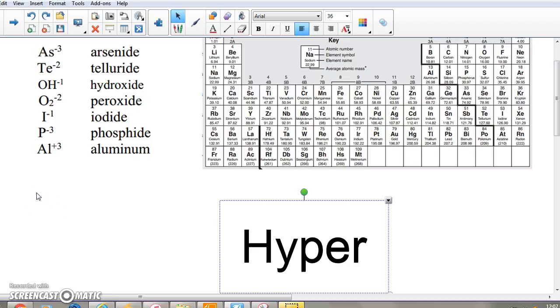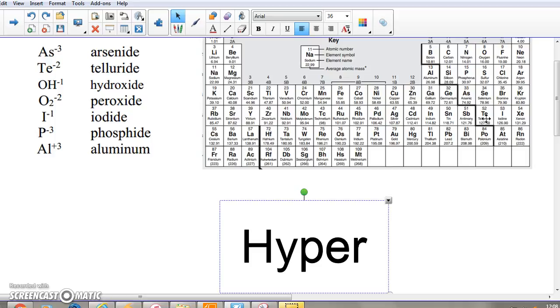For ion quiz 3, many of the ions follow the same set of rules as before. I'll remind you, arsenide is right here. It is in the -3 column, so As -3. Arsenic, negative, ending changes to IDE, just as you'd expect. Telluride, right here. Tellurium, because it's a negative, we change that ending to IDE.